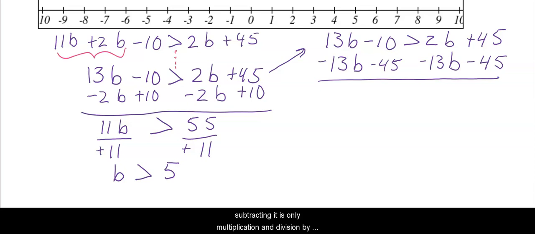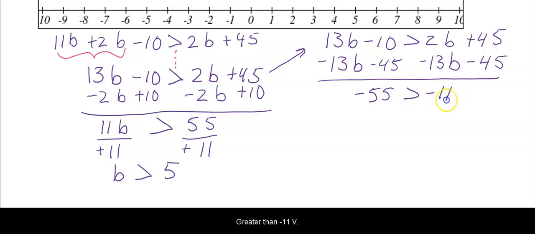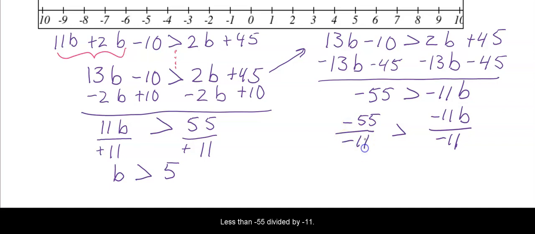It is only multiplication and division by a negative that causes the symbol to reverse. This would give me negative 55 greater than negative 11b. Now I have the problem. To get the b by itself, I need to divide by negative 11. This would give me negative 11b divided by negative 11 less than negative 55 divided by negative 11.